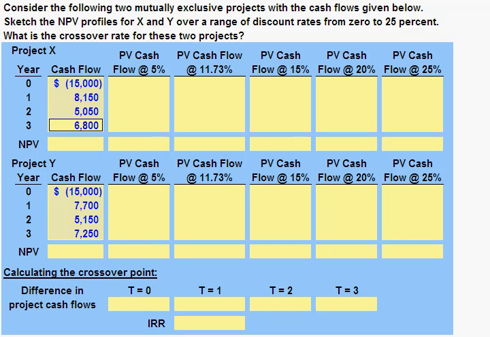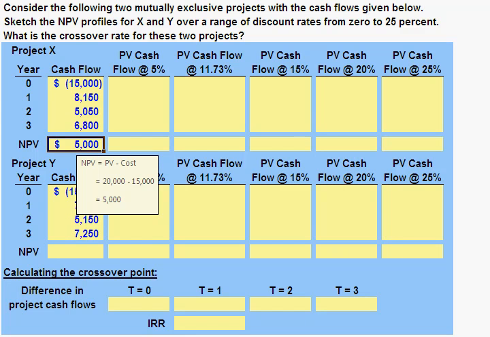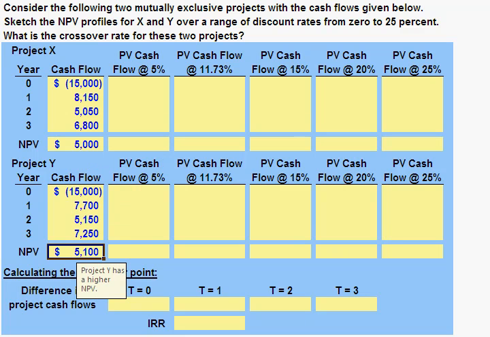At a 0% discount rate, the present value of the cash flows equals the cash flows themselves, and the net present value of project X is $5,000. This is the $20,000 present value minus the $5,000 cost. The net present value of project Y is $5,100, which is higher than project X.